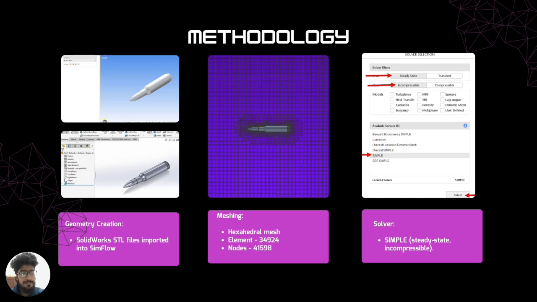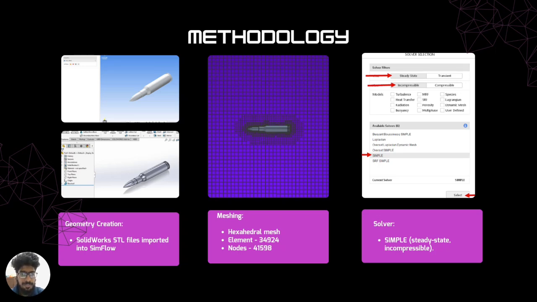Next, the mesh generation. The mesh was structured, a hexahedral mesh is used, and the mesh consists of 34,924 elements and 41,598 nodes, providing a good resolution around the bullet. As you can see in the image, the finer mesh is generated around the bullet body, and coarser mesh is generated at less critical areas.